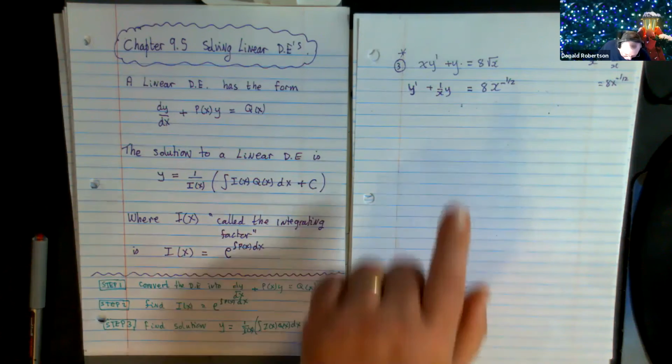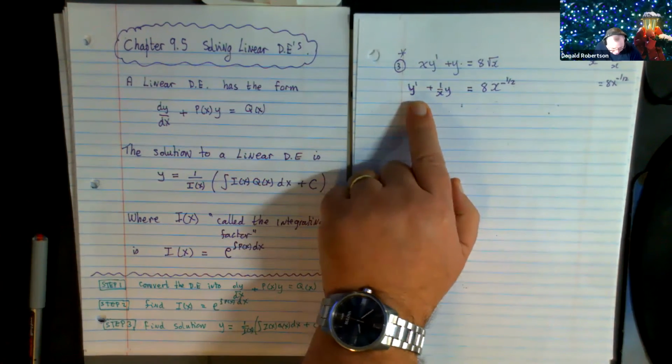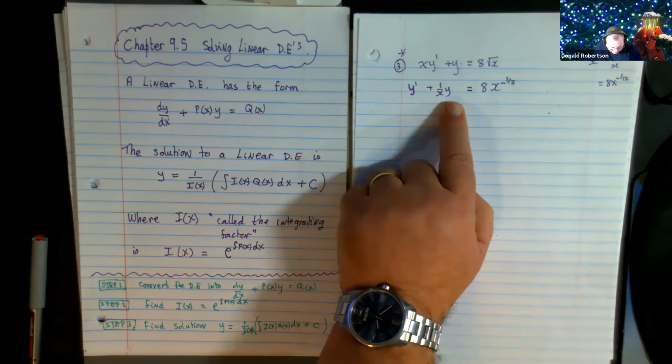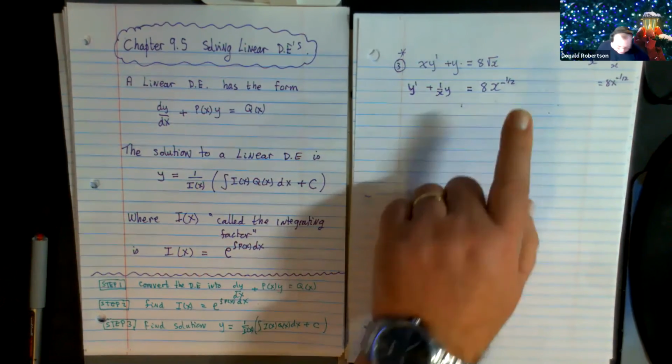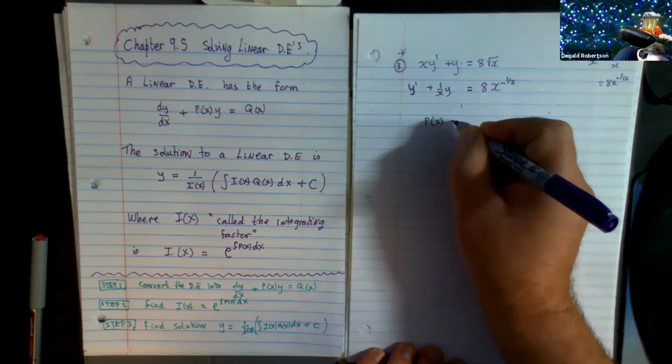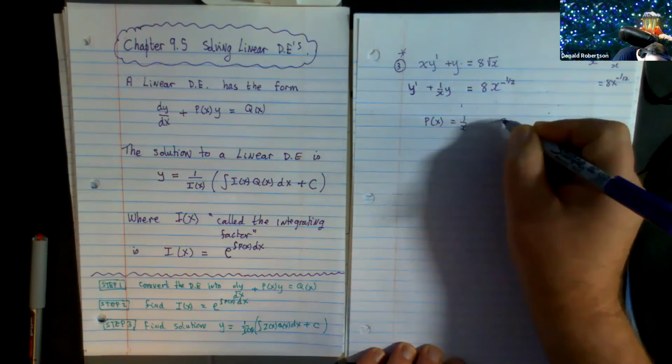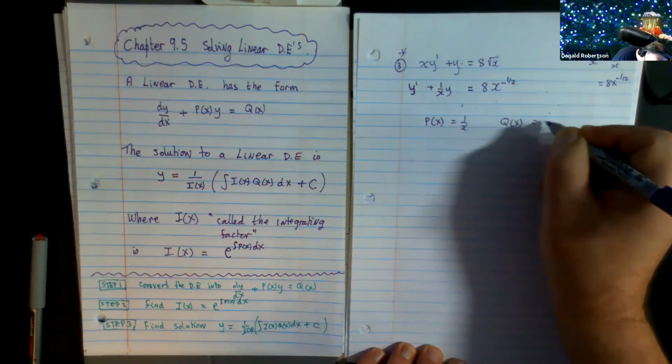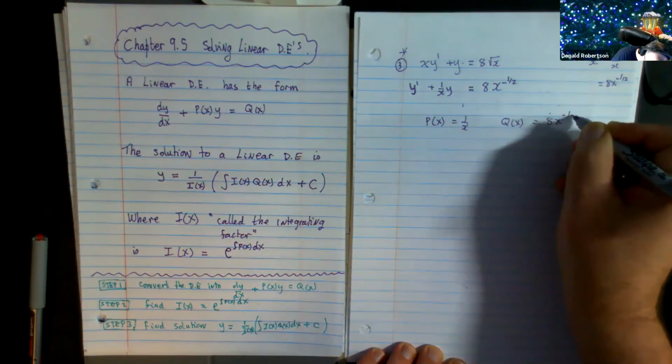Now, in the format that it's in, derivative, something y equals what's left. So it's got the right shape. In this case, the p of x is 1 over x, and the q of x is that one.